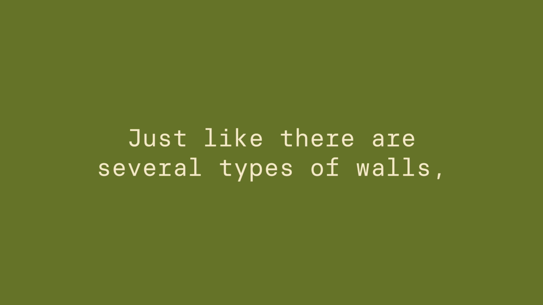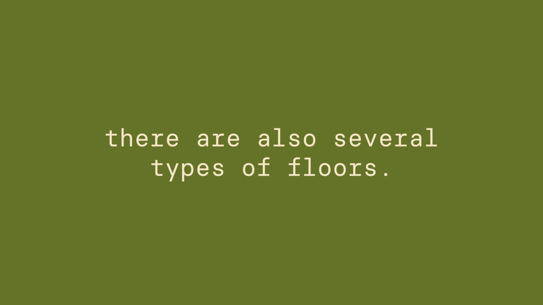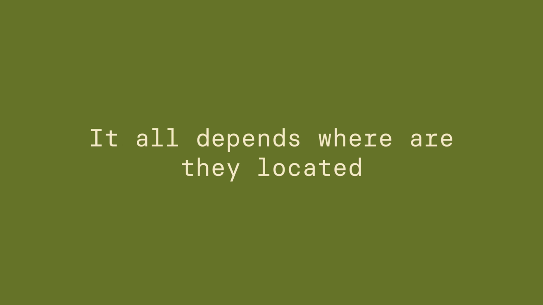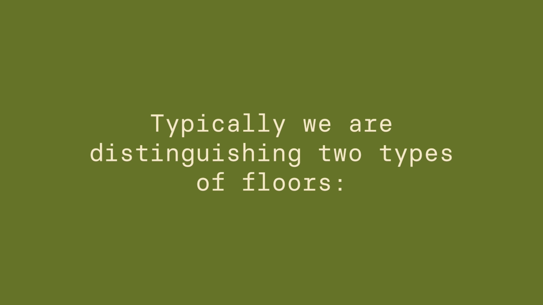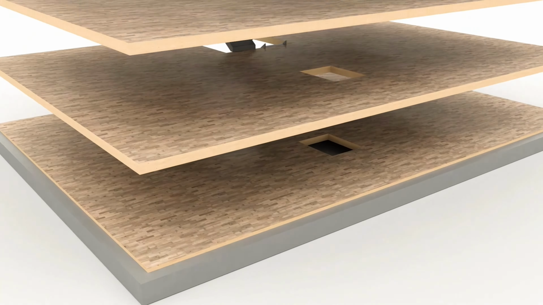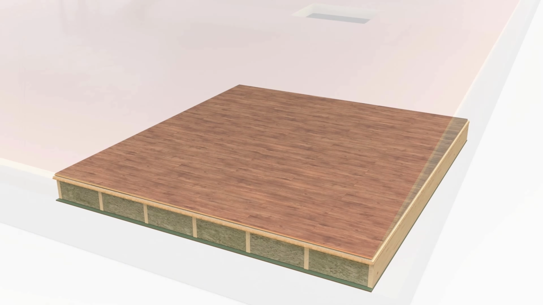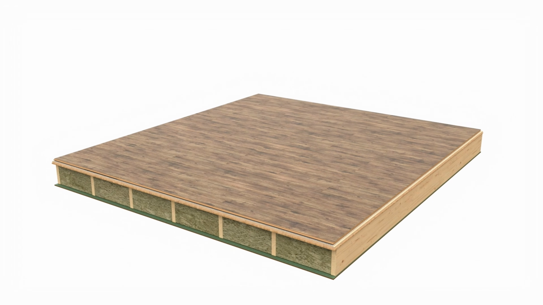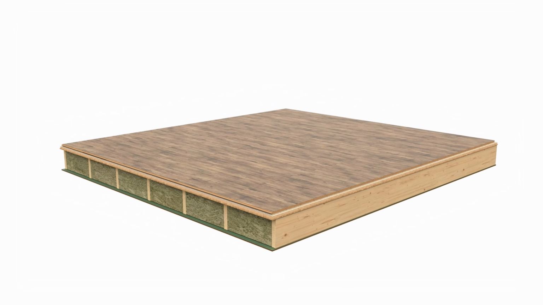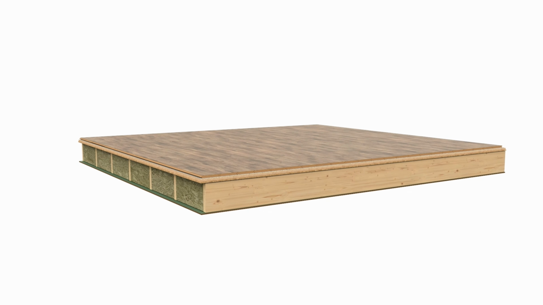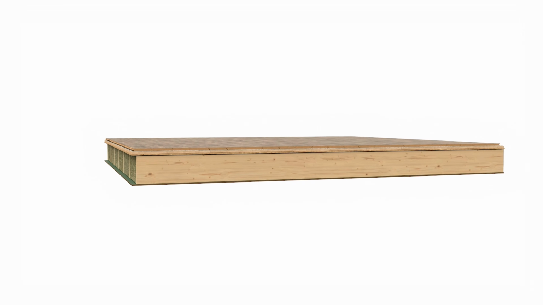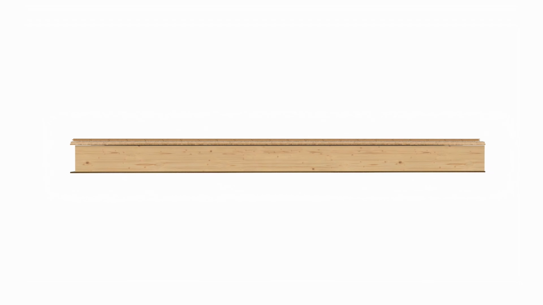Just like there are several types of walls, there are also several types of floors. It all depends on where they are located and what the main purpose of the floor is. Typically, we distinguish two types of floors: first floor floor and intermediate floors. Quite often, the first floor floor is also the ground floor and is the lowest floor of a building, situated at or slightly above the ground level. It might be directly connected to the building's foundation, but most importantly, it provides a base for the entire building structure.